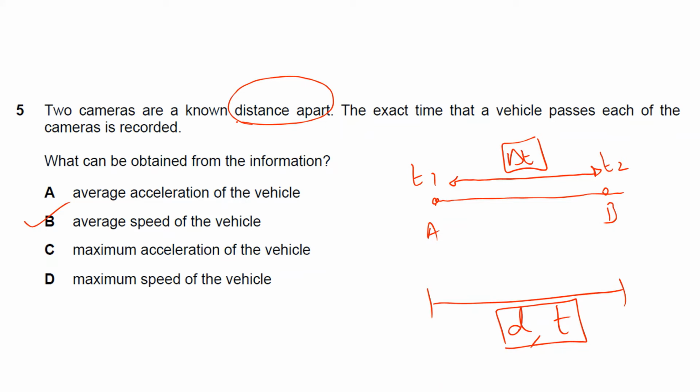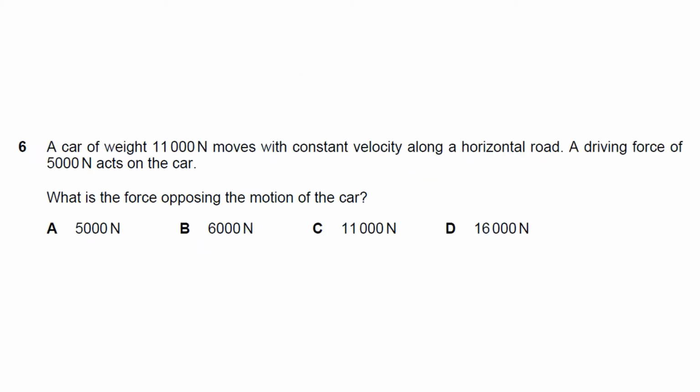Right now we have the time and distance for the entire journey, so that yields the average speed. Now they say that a car of weight 1100 Newton moves with a constant velocity along a horizontal road. A driving force of 5000 Newton acts on the car. They're saying, what is the force opposing the motion? Now remember that constant velocity means that acceleration is zero, because acceleration is the change in velocity.